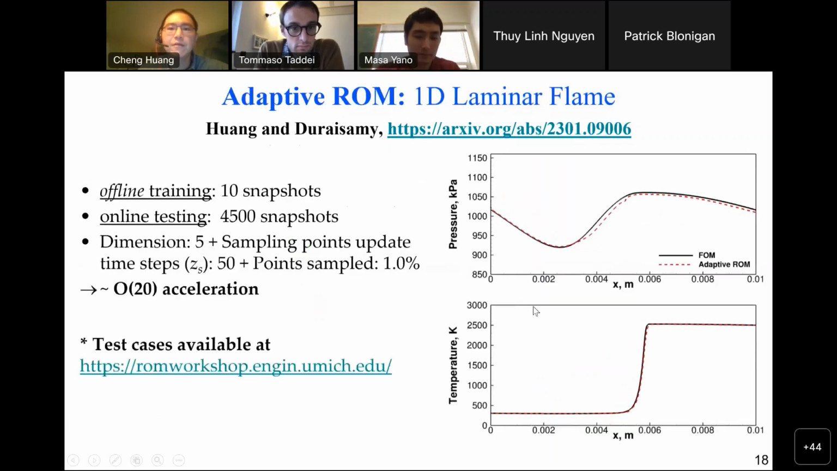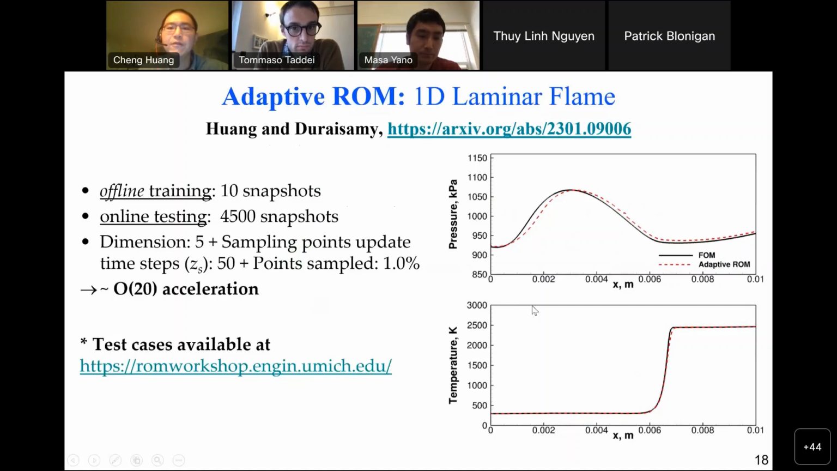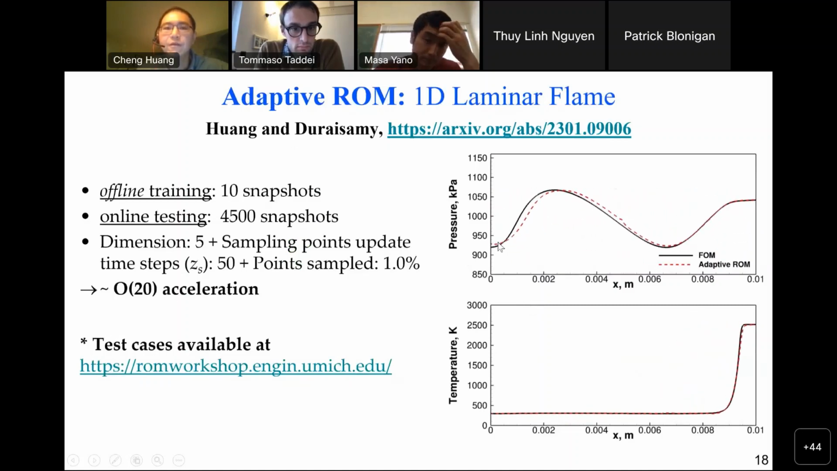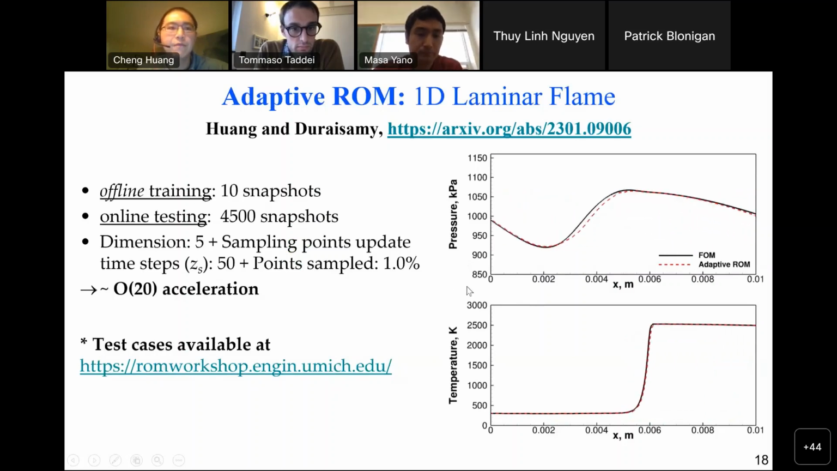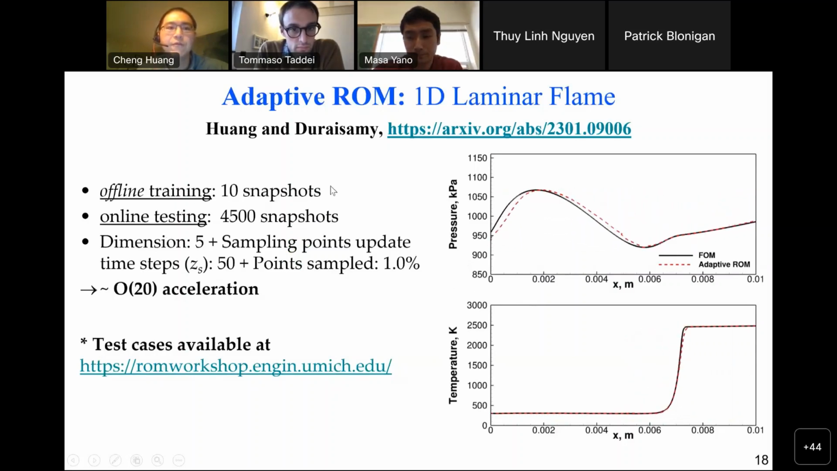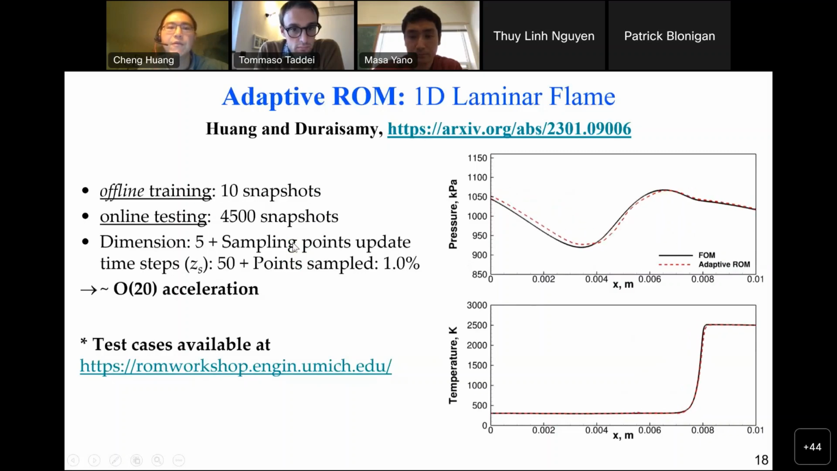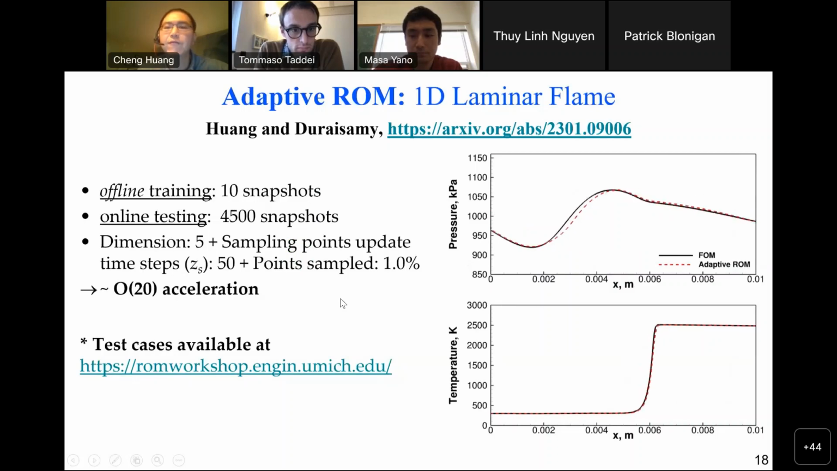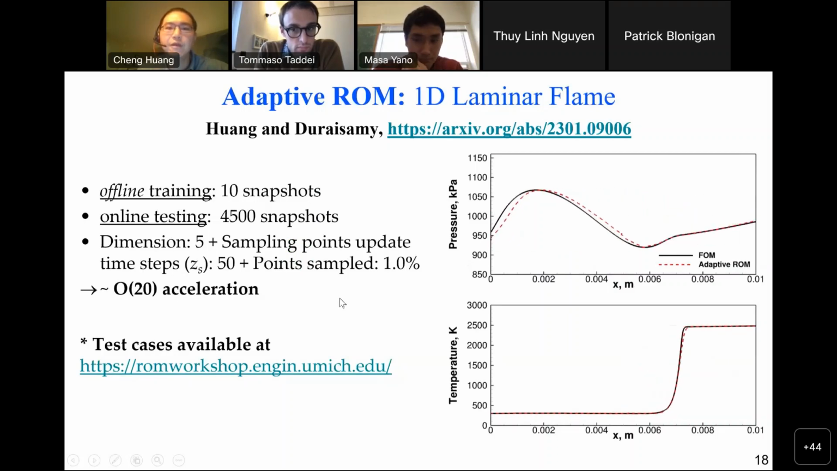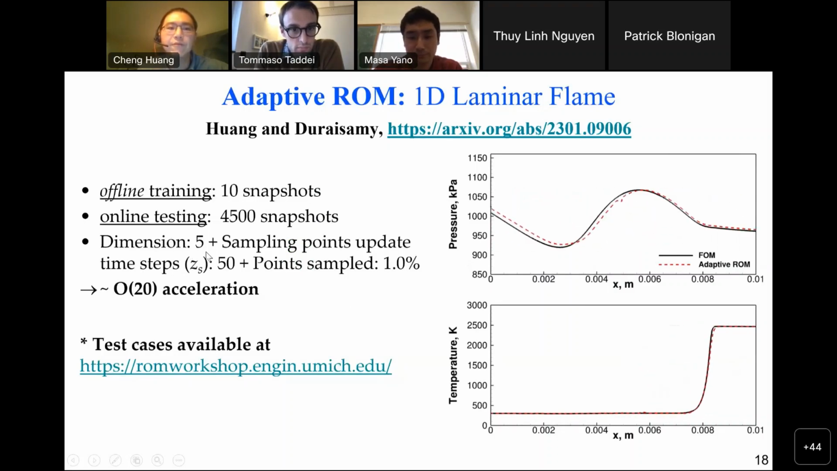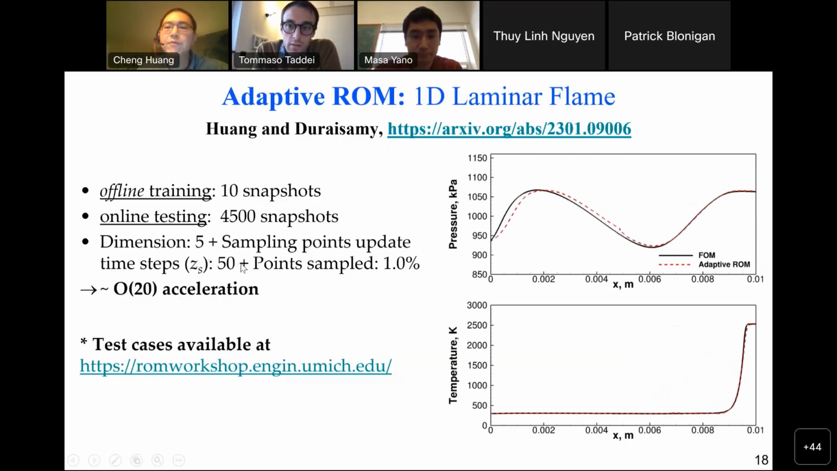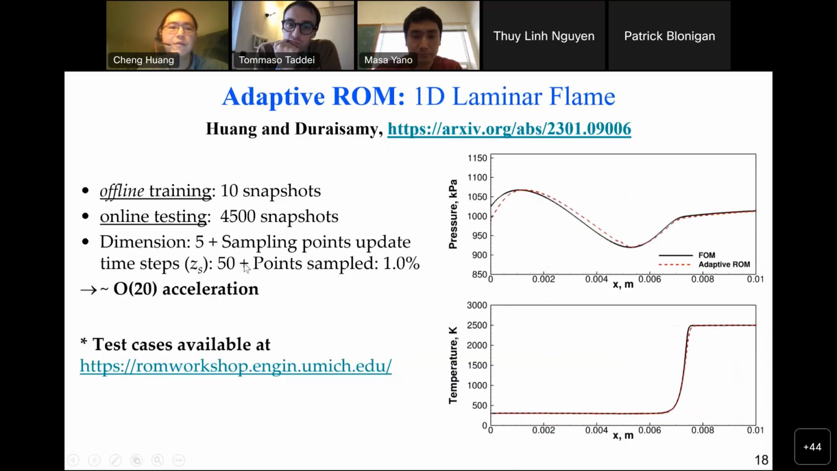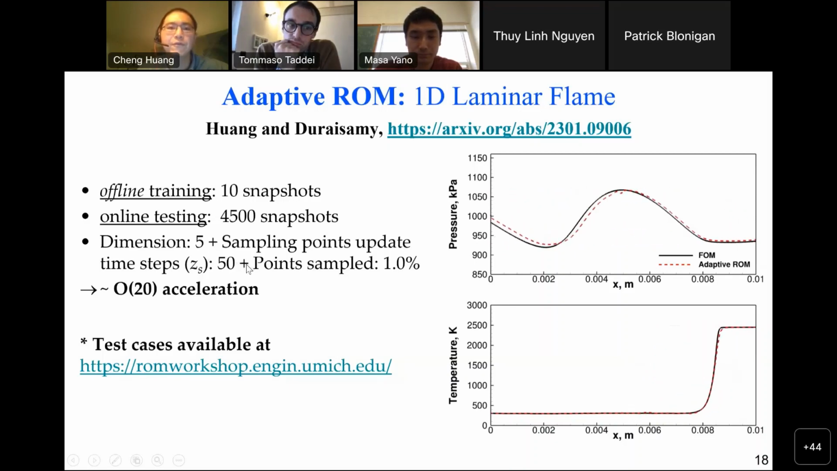Okay, and this is one of the cases from the testing we ran for this paper. We use 10 snapshots for the offline training, and the online testing goes to 45 microseconds, which is 4,500 snapshots. The ROM is of dimension 5, and there are a couple of hyperparameters that actually matter for this type of method. I think it also applies to some of the conventional model reduction methods.